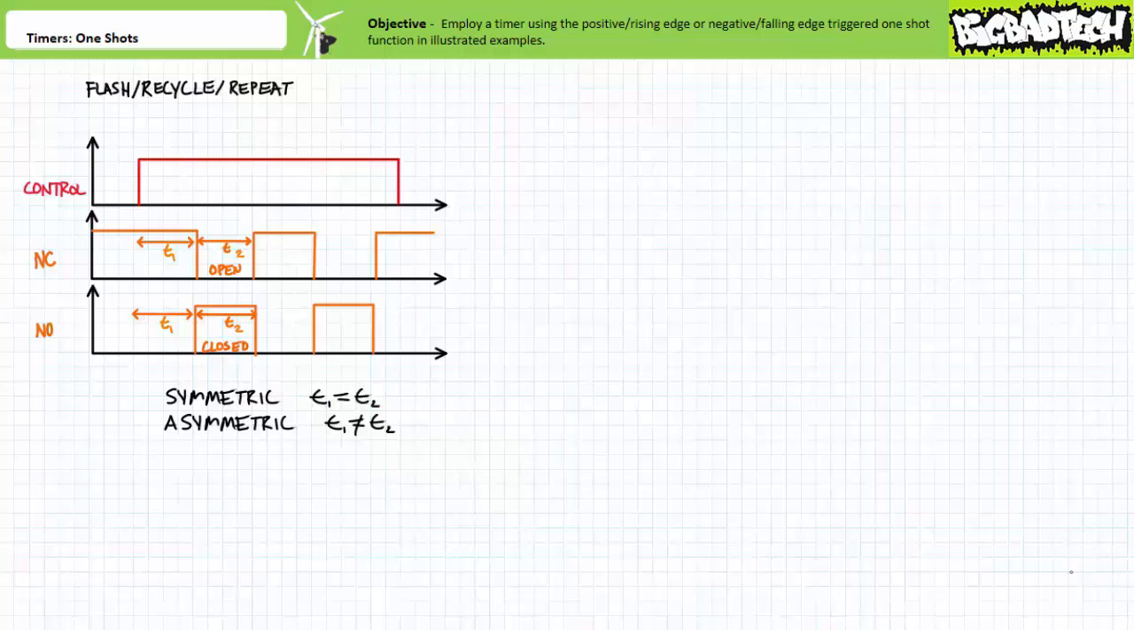A symmetric flash would necessitate only one adjustment. In contrast, an asymmetric flash would necessitate two adjustment points, one for delay period T1, one for delay period T2. The flash function could be used to create a super annoying warning strobe when a motor is energized, or perhaps timeshare a load between two different motors.